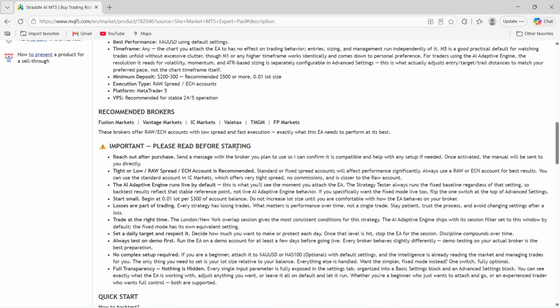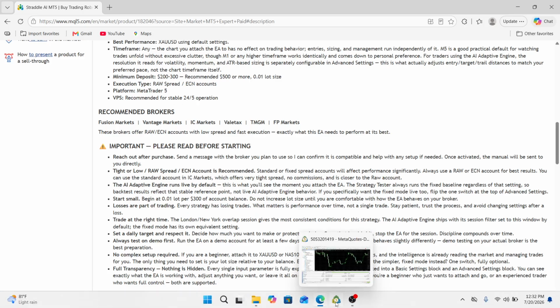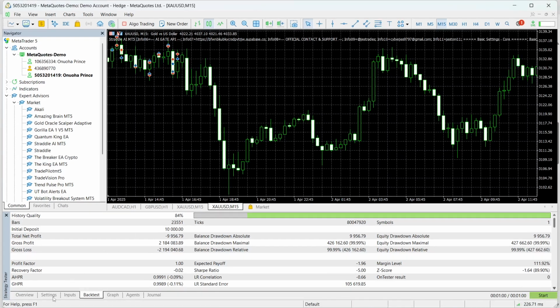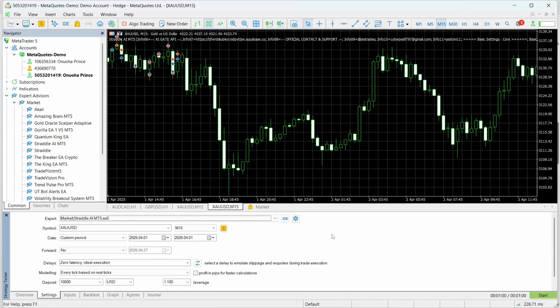Alright, so let's go over to my backtest results and see how the AI actually performed when put through live conditions. Alright, so I tested it on the recommended XAUSD pair on the M15 time frame for a custom period of a year, ranging from the 1st of April 2025 to the 1st of April 2026. So that's a 1 year period. And for that period, I got the following results.